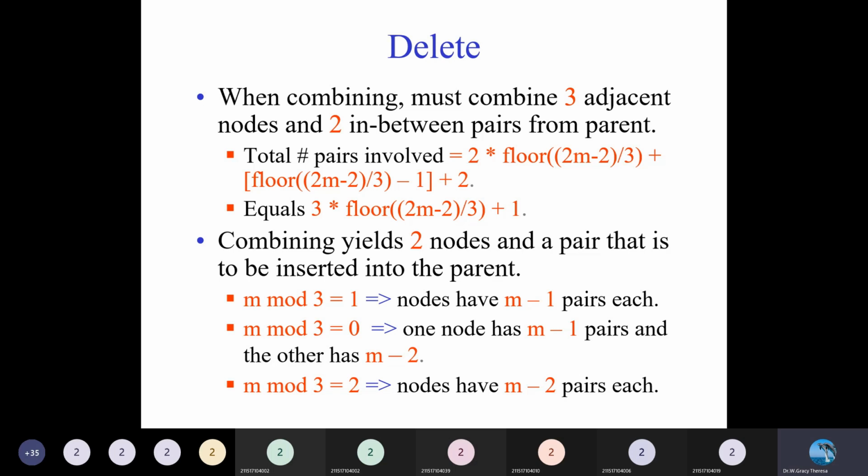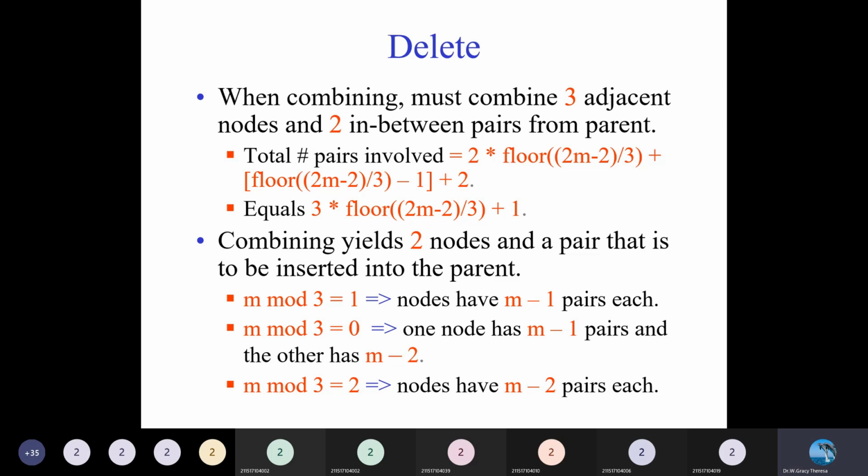The combining yields two nodes and a pair that is to be inserted. So two nodes and the pair that is to be inserted into the parent node. The leaf node has the pair inside the parent node itself. So two things are available here. One is what we call a pair at the same level. So in such a case, two nodes in the pair will be inserted into the parent. So m is a mode. So m mod 3 equal to 1.